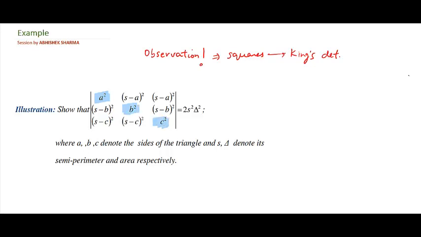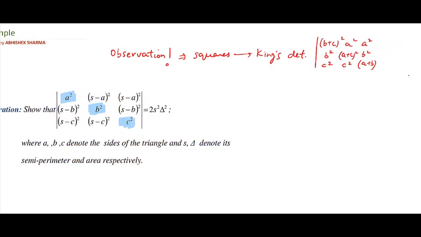They were squares and they were different. If you recall, this was precisely speaking something like, I'm writing it here, b plus c square, a square, then you had b square, a plus c square, then b square, then c square, and a plus b whole square. This was what the King's determinant looked like. This was whole square. So if I look at this determinant, this is almost of the same type.